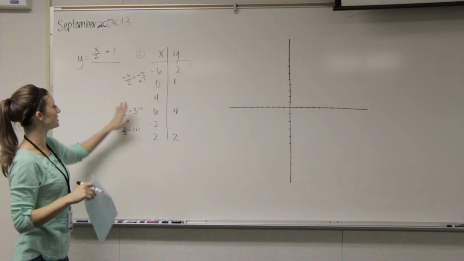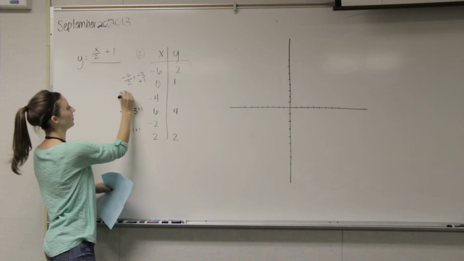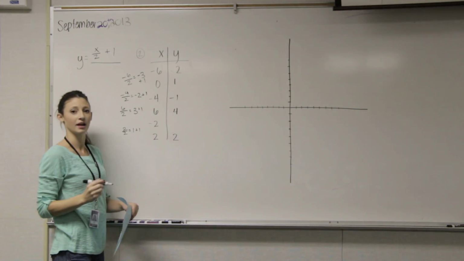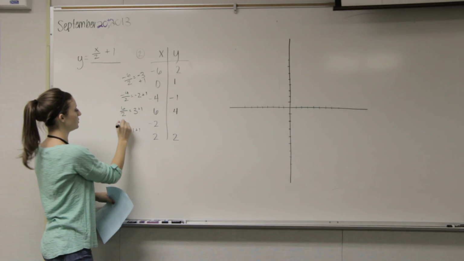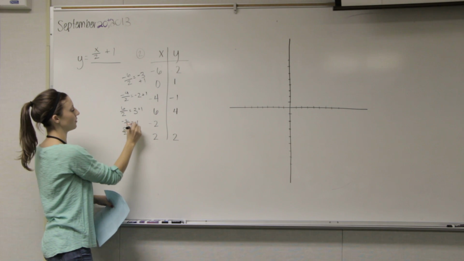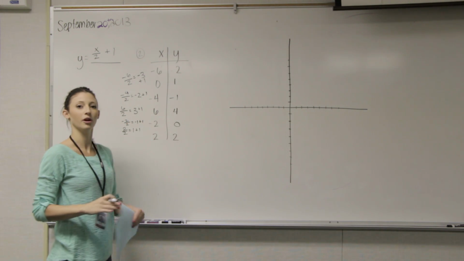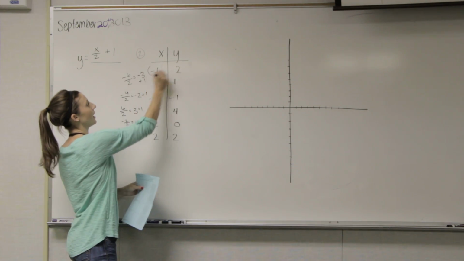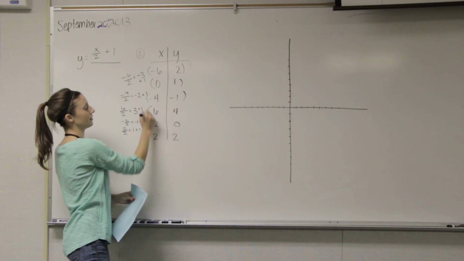So now I'm going to fill in the rest of these points. -4 divided by 2 is -2. Add 1, that'll be -1. -2 divided by 2 is -1. Add 1, that's 0. So now the new part, I'm going to take these coordinate points, xy, xy, xy, xy, xy, xy. I'm going to plot them on here.